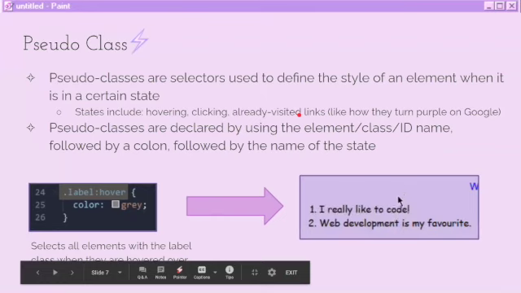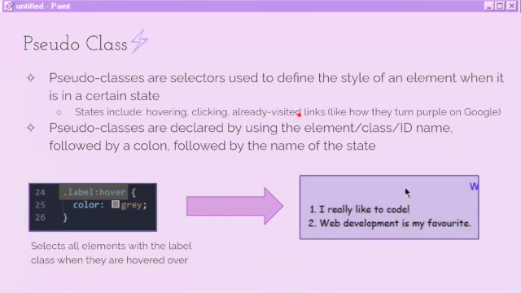So we also have pseudo classes. This is a little bit interesting. You're going to see one in the example today. You don't have to touch it if you don't want to, but I put it in. Pseudo classes are selectors used to define the style of an element when it's in a certain state. That's a really long and convoluted sentence, right?